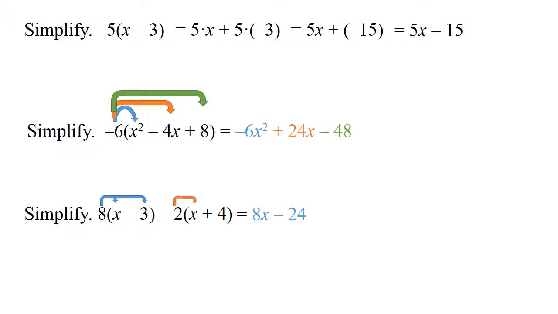Then I'm going to take -2 times x and -2 times 4. Again, that's a -2. That just means we're adding a -2 there. So -2 times x, -2 times 4, is -2x minus 8. Combine like terms. 8x minus 2x is 6x. -8 and -24 is -32. So you distribute and then you combine like terms.